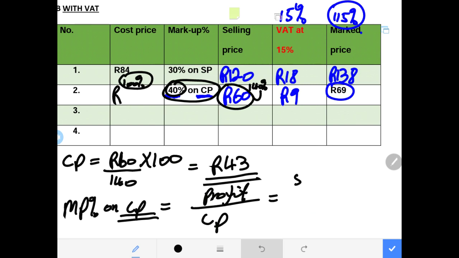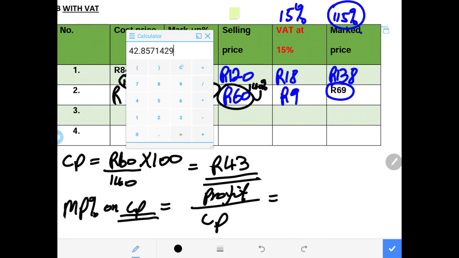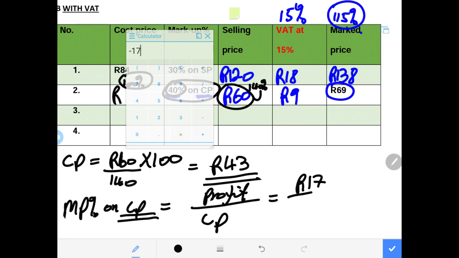So now let us say selling price minus cost price. This will be 60 Rand minus 43 Rand. That gives us 17 Rand. It still remains the same, 17 Rand.